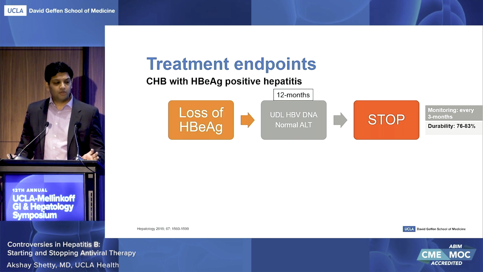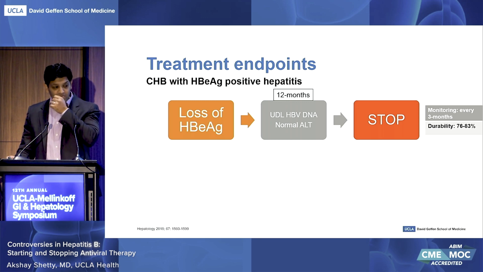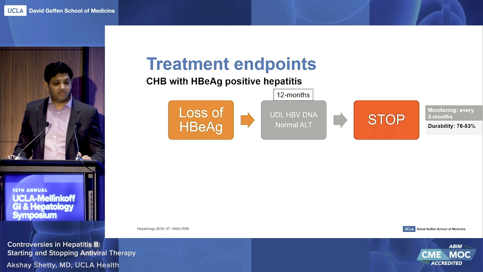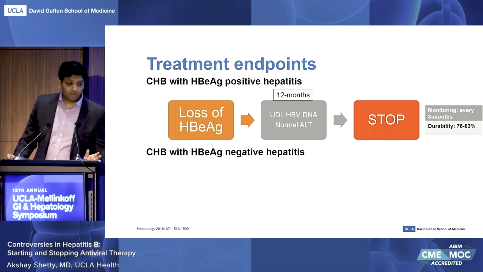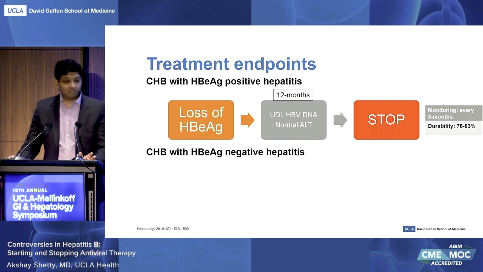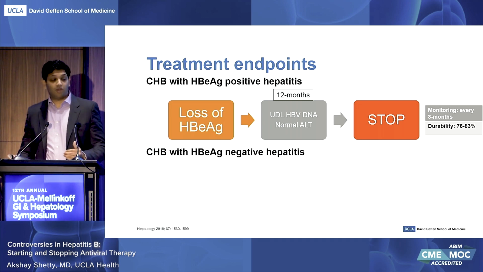And if done so, usually these patients have great durability. 76 to 83% of patients will remain in this phase and eventually lose their surface antigen. However, relapse is fairly common in these patients, so they require close monitoring. They may have elevations in their ALT. They may have elevations in their DNA levels. Usually, a 3-month period is recommended for monitoring. The other alternative for the E antigen positive patients, once they lose their E antigen, is to wait for loss of surface antigen. And once they lose surface antigen, treatment again can be considered to be stopped.